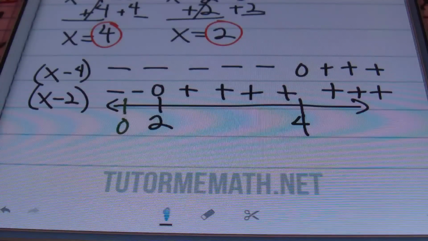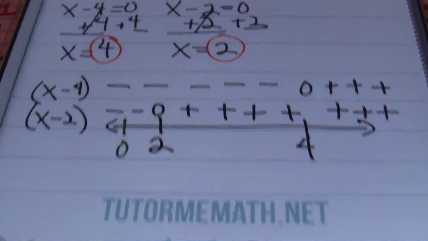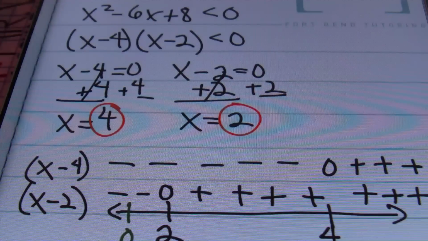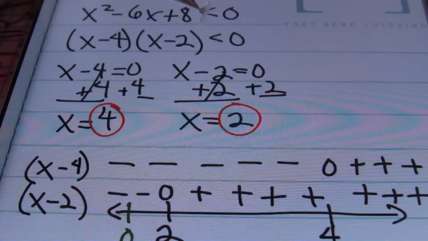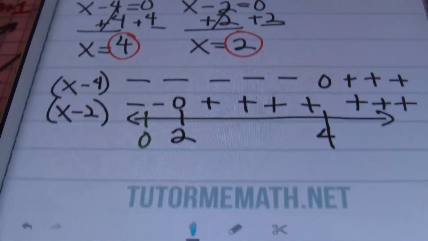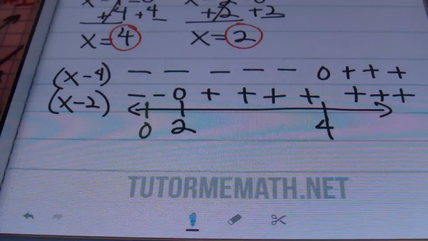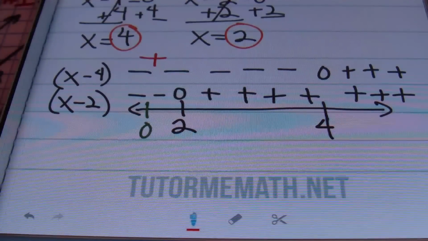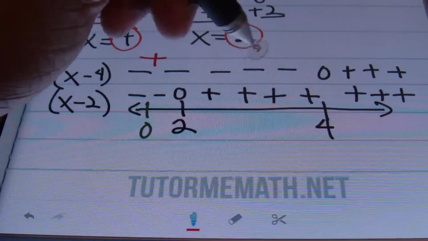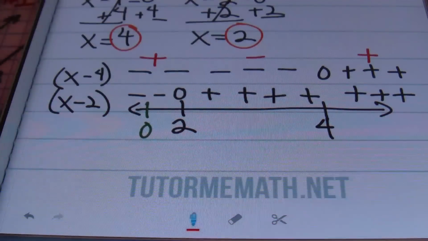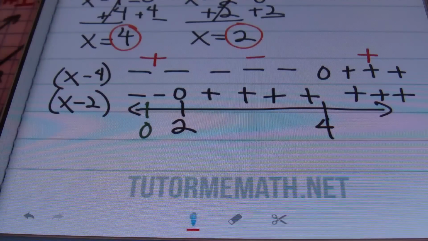From that point, we can go ahead and take a look at our original factored form of the inequality. So the inequality is informing us that the product of these two factors must be less than 0, in other words, negative values. So let's check out our sign chart to see where our negative values occur. A negative times a negative is a positive. Okay, a negative times a positive is a negative result, and a positive times a positive is a positive result. What we want are negative results, ladies and gentlemen.